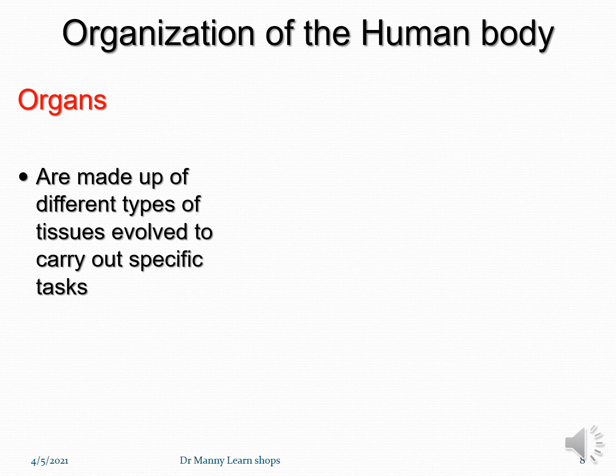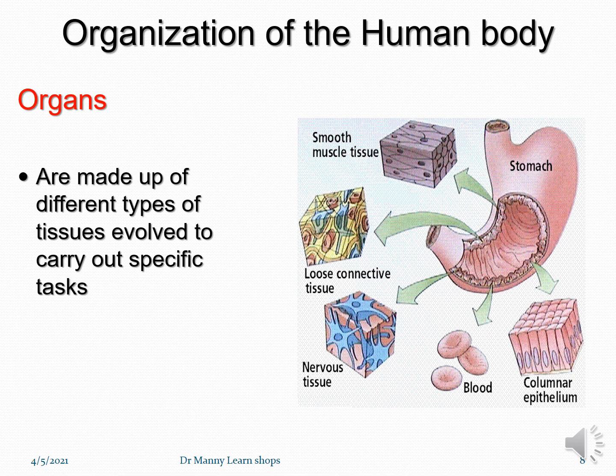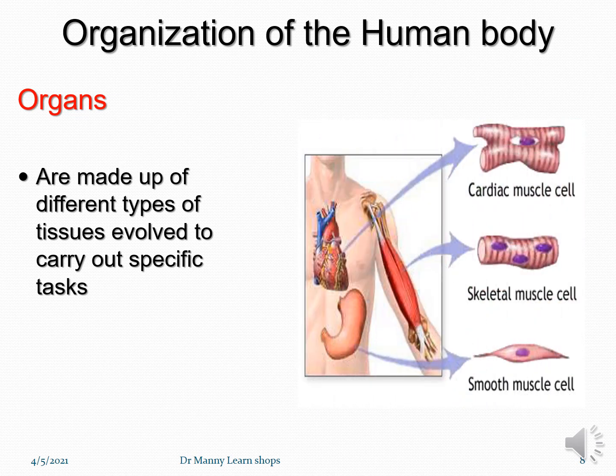When we look at organs, which are made up of different types of tissue, they've evolved to carry out specific tasks. So for example, in the gastrointestinal system, the stomach has numerous types of tissues that help it function. If you look at the heart, it is comprised of cells and tissues to help it function.